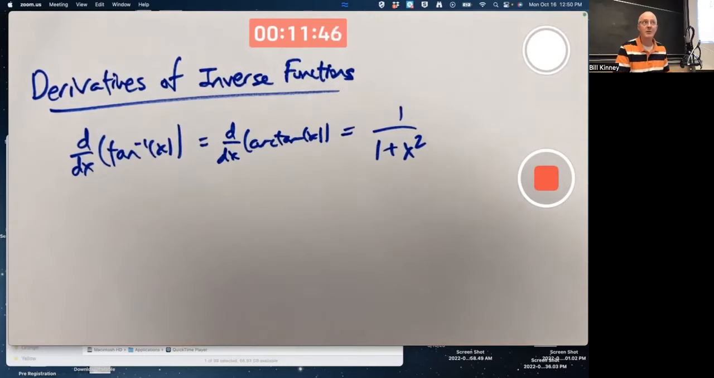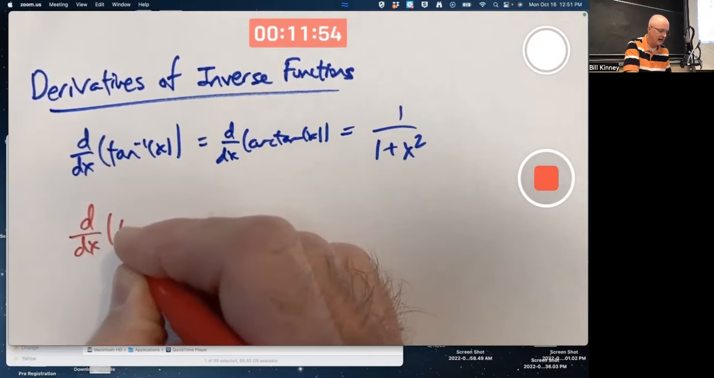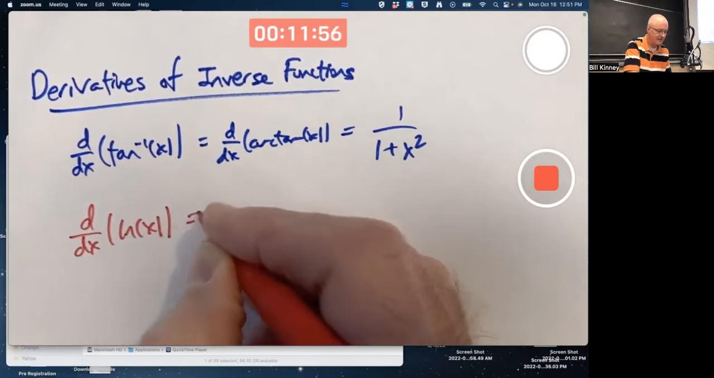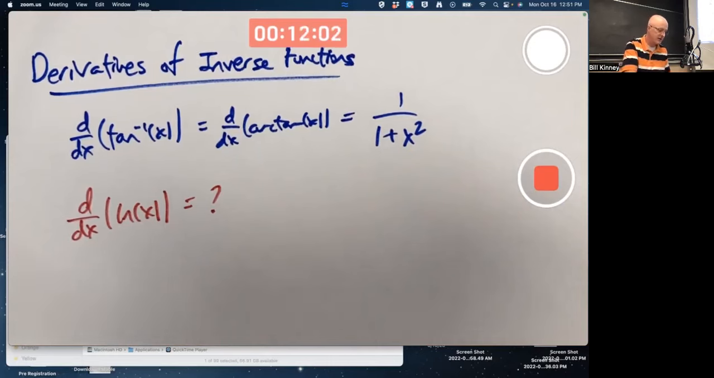Today, we'll derive the derivative of inverse sine, but before we do that, let's do a little easier one, as I had you do in the participation. Let's derive the derivative of natural log of x. Natural log of x is an inverse function. It's the inverse function of e to the x.